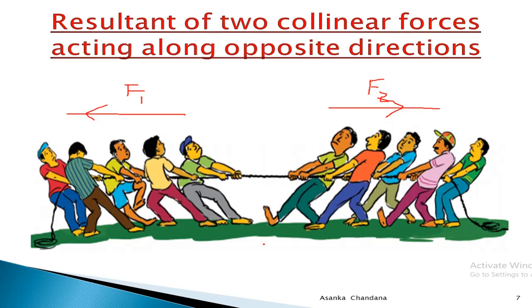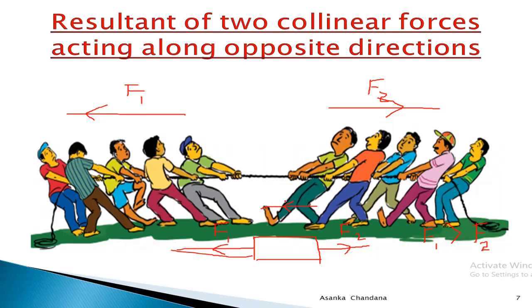Now think about this one. There is an object like that. On this side, exert an F1 force. Here is exerted an F2 force. Then think, if F1 is greater than F2, this object moves to this side.